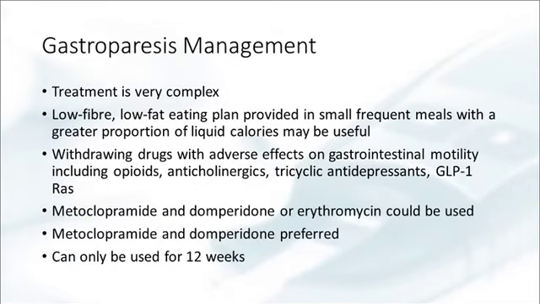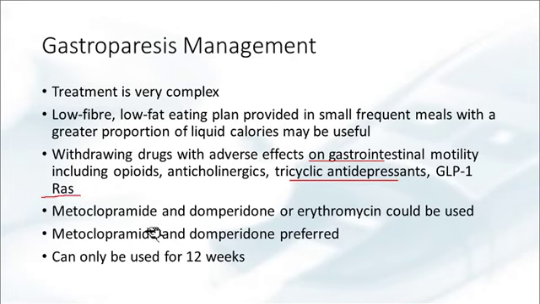Now, the treatment for gastroparesis is quite complex. You generally need a low fiber, low fat eating plan provided, and there must be small frequent meals with a greater proportion of liquid calories. Withdrawing drugs with adverse effects on GIT motility, particularly those ones that slow GIT motility, like opioids, anticholinergics, tricyclic antidepressants, and we may even need to stop GLP-1 receptor analogs.